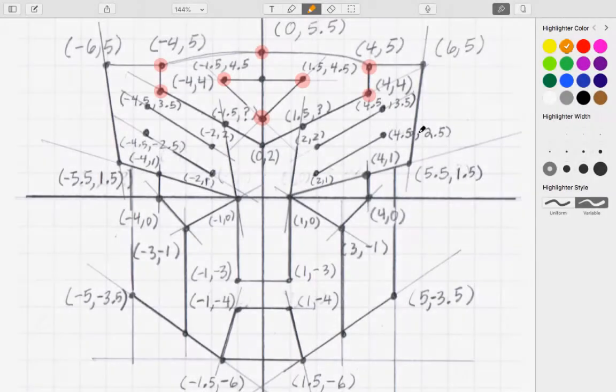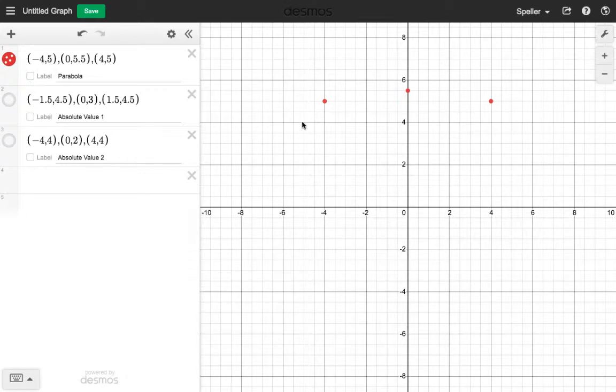All right, so we're going to begin by making the parabola here at the top or crown of the head. All right, so this here is the parabola. And notice this parabola has a vertex of (0, 5.5). And then we have the 2 points, (-4, 5) and (4, 5). All right, so let's go ahead and go to Desmos here and begin the process.